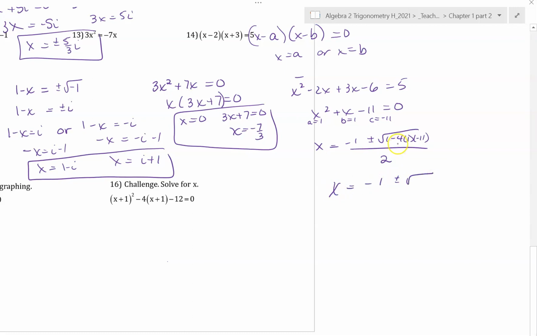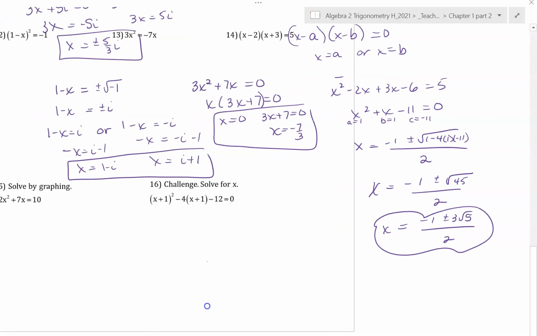So two minus signs, negative times negative is plus. So 1 plus 44 is root 45. And we can simplify that because 5 times 9 is 45. So the square root of 9 is 3. There you go. Okay, so here is our last one, number 16.